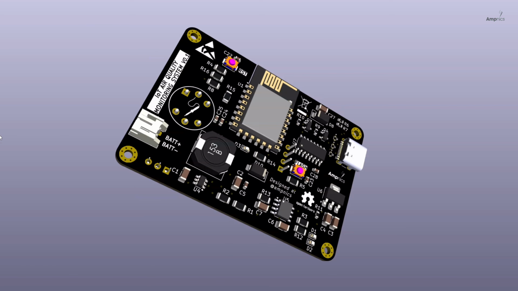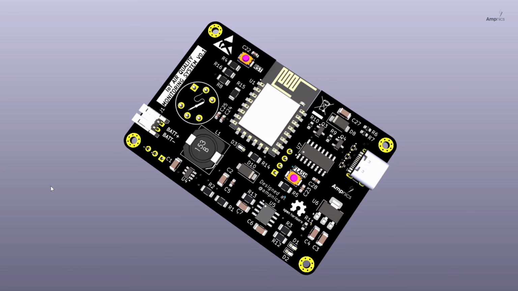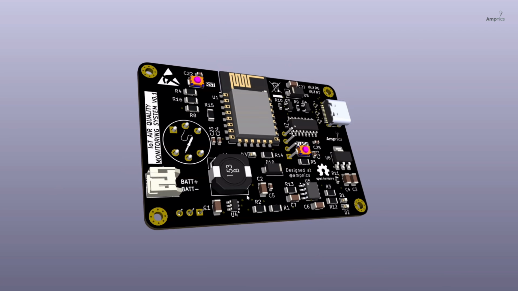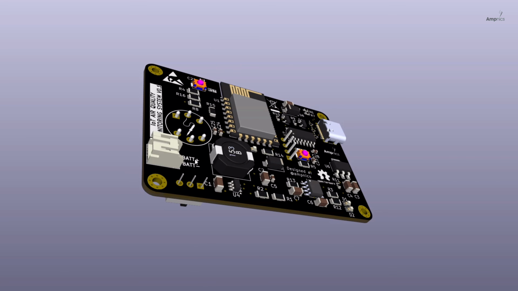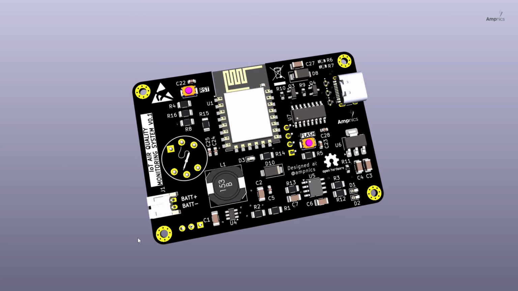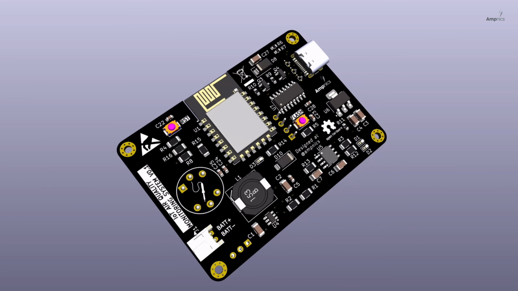In this video, we are going to design an air quality monitoring system's hardware using an AI tool, and we will see how we can utilize the potential of AI tools.